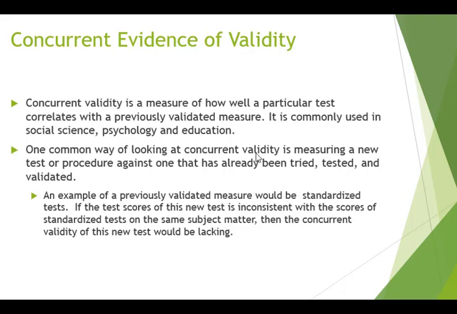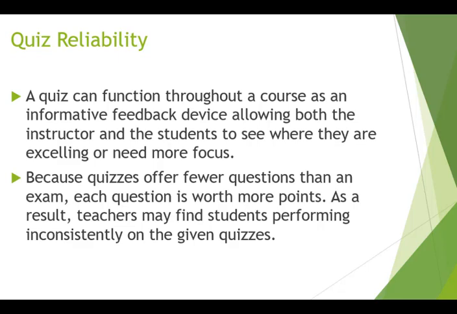One common way of looking at concurrent validity is measuring a new test against the one that has already been tried, tested, and validated. If you have a standardized test that produced results, and you reproduce it based on similar circumstances, you would accept at least somewhat similar results to occur.